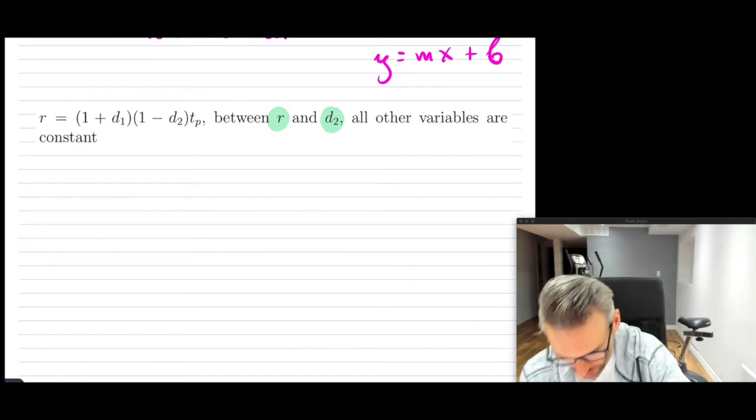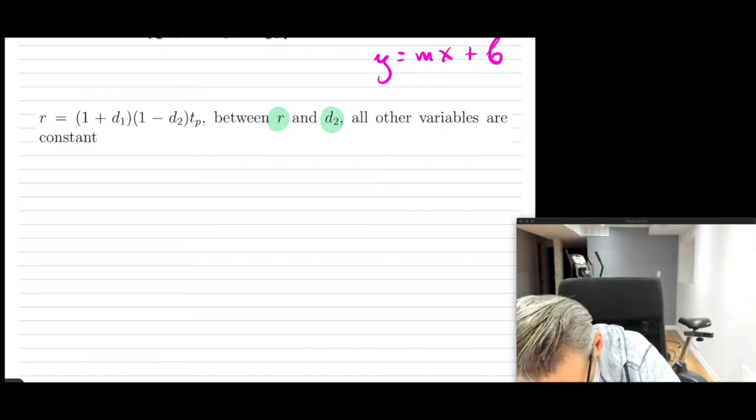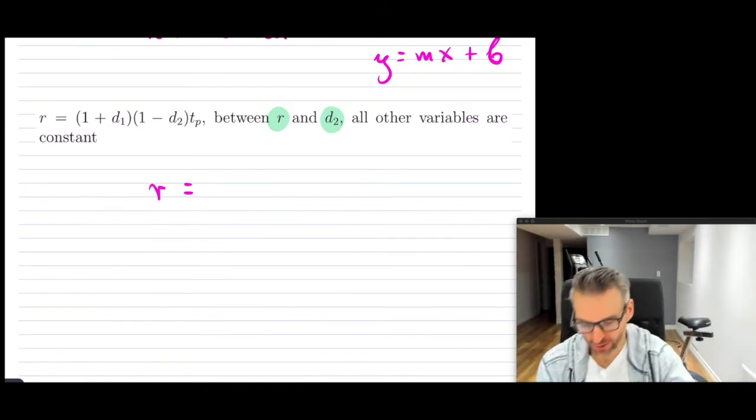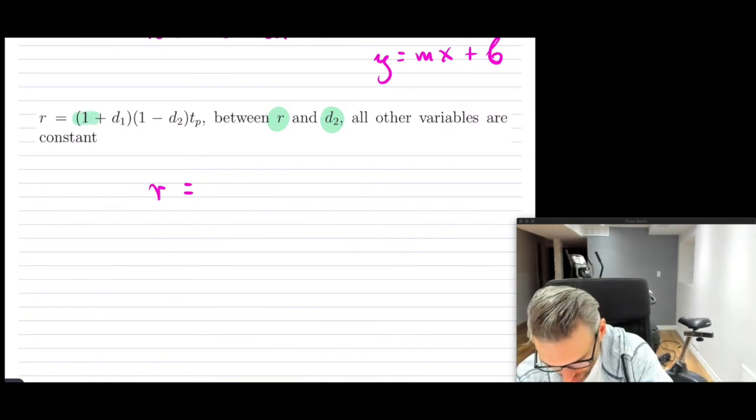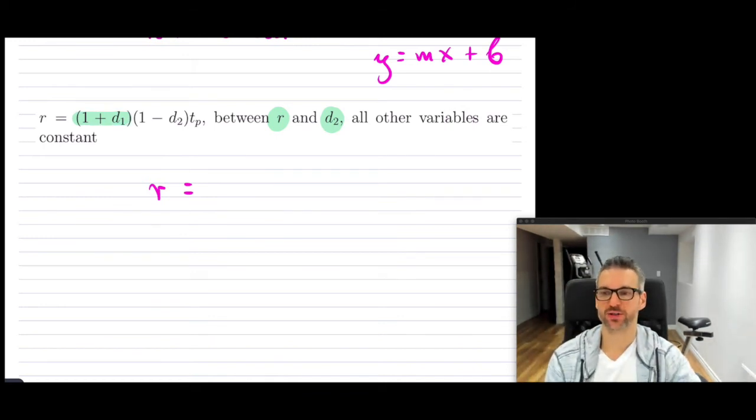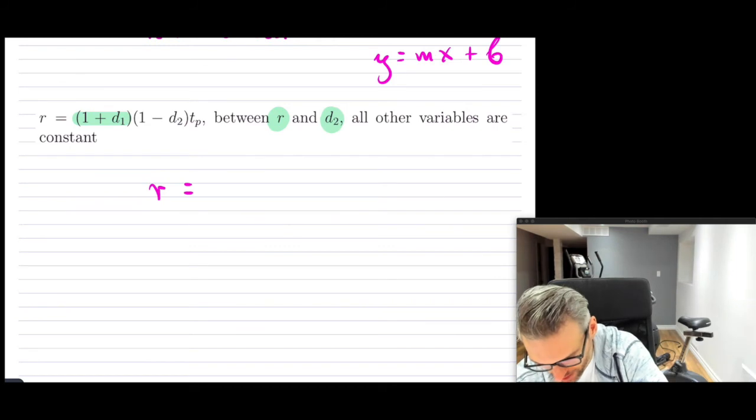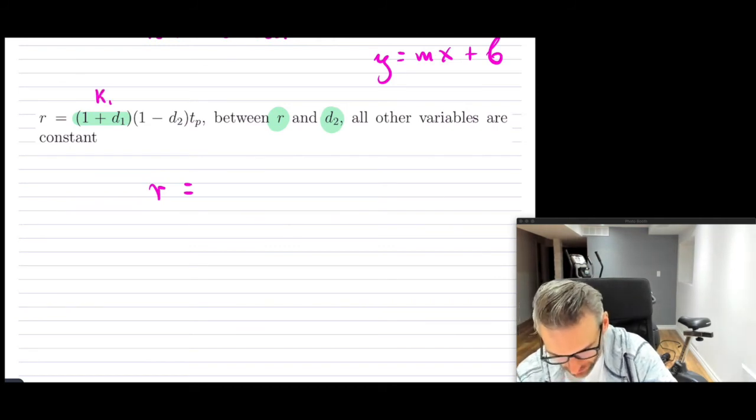Okay? So fine, let me rewrite this. So I have R because it's already set for R. Now it says everything is a constant. So this right here, you can assume that D1 is some number. So that's going to be some constant, let's say K1. Now this TP is also some constant. So it's just some number.